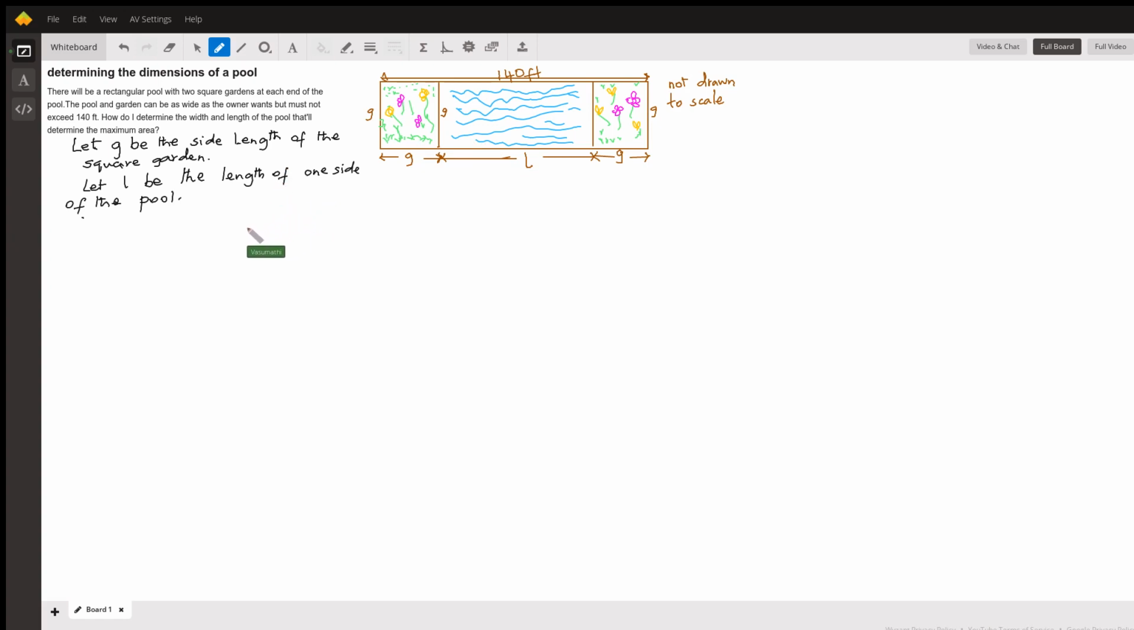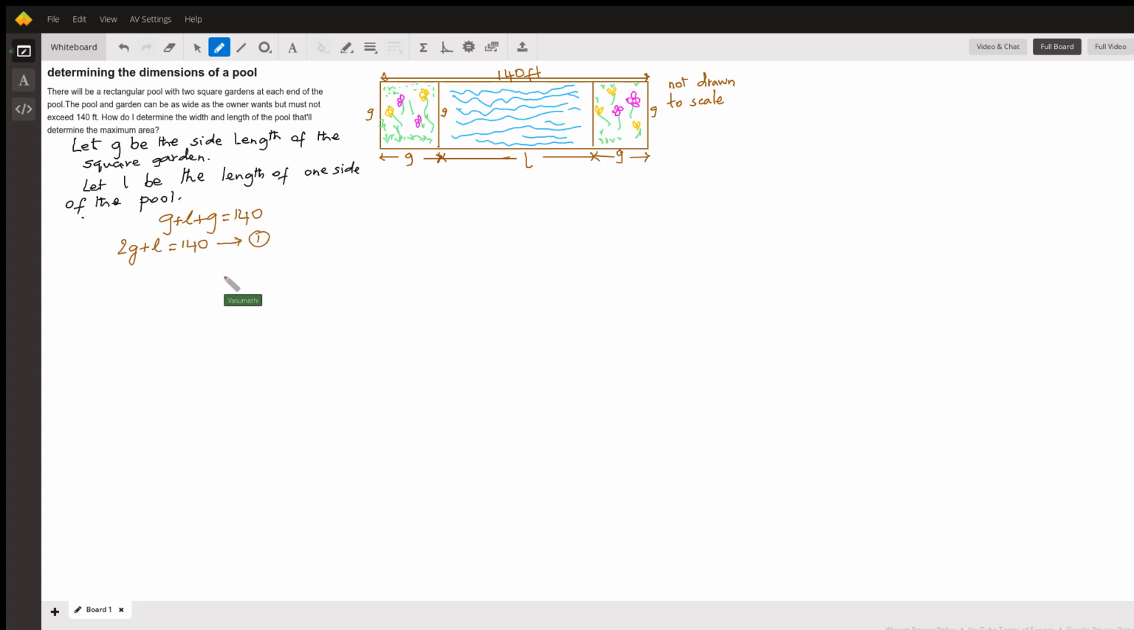So the first equation I can write is G plus L plus G equals 140, or I can also say this is 2G plus L equals 140. So this is my first equation.